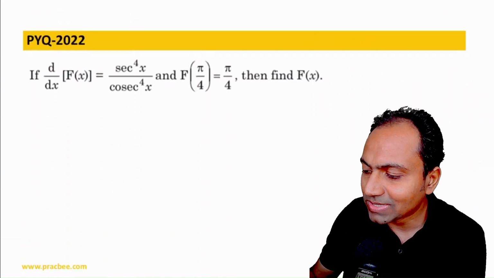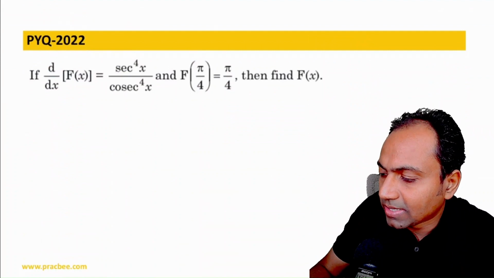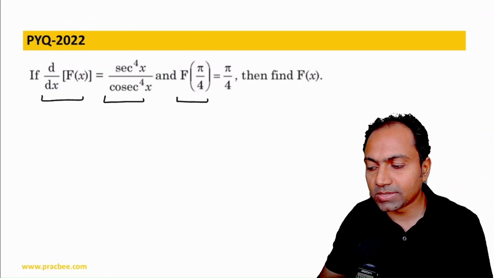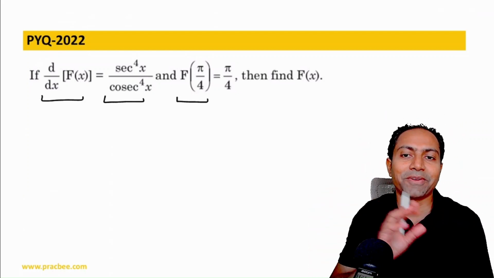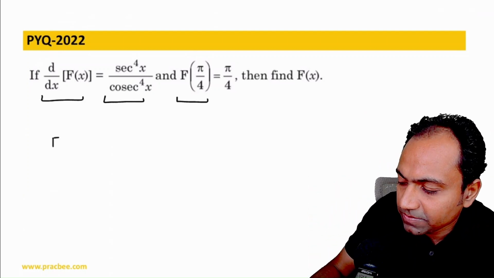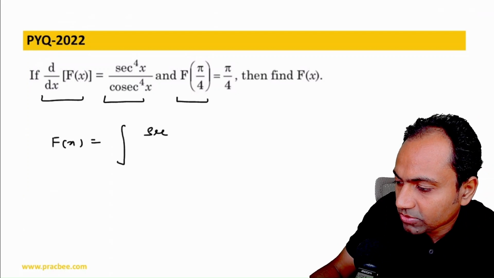Now let us move towards the next 2022 question. In this question, what they have given is the derivative of this function, and what they are asking is nothing but the value of the function. You can see that they are using the idea of antiderivative. So if I integrate both the sides, I will be able to find the value of f(x). So this becomes integral of sec raised to the power 4x by cosec raised to the power 4x dx.